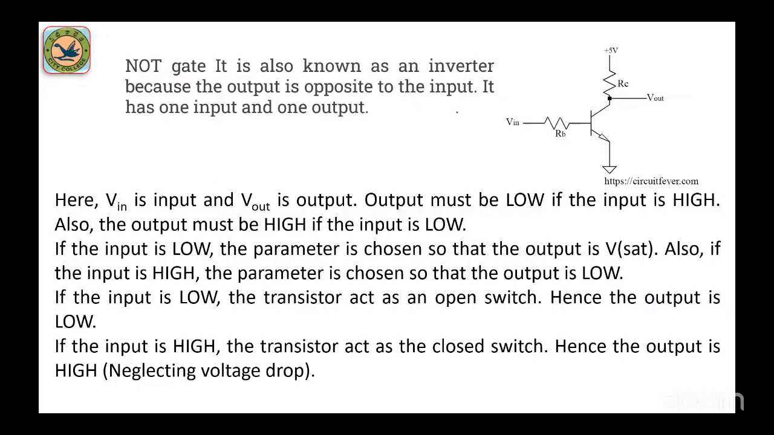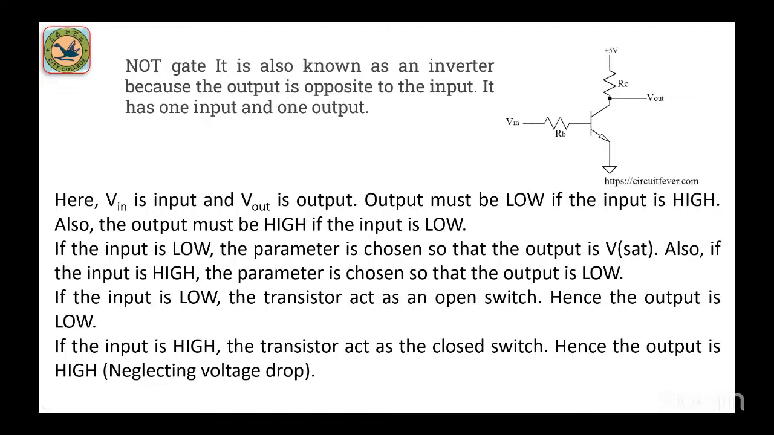Here there is an inverter. The NOT gate is an inverter because the output is opposite to the input. It has only one input and one output. So Vin is there, Vout is there. Here there is a transistor. The output must be low if the input is high. Also, the output must be high if the input is low.